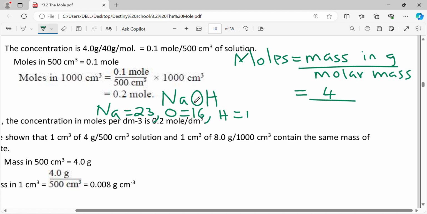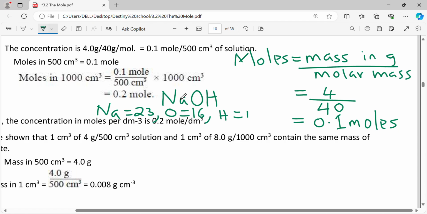We only have 1 sodium, so that is 23, plus 1 oxygen, that is plus 16, and 1 hydrogen, that is plus 1. So it will be 23 plus 16 plus 1, which is 40. So the RFM for sodium hydroxide is 40. You take 4 divided by 40, that is 0.1 moles. So you now get 0.1 moles. I believe you have understood how we get the 40.